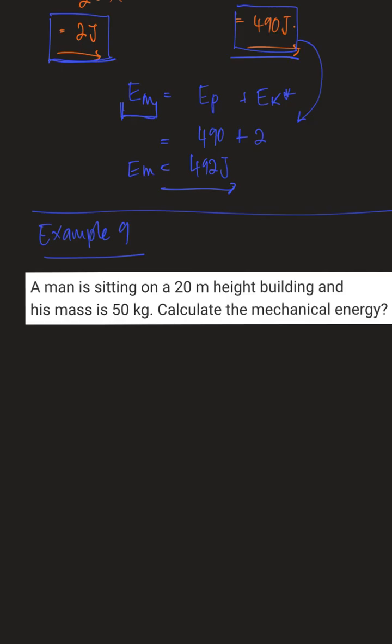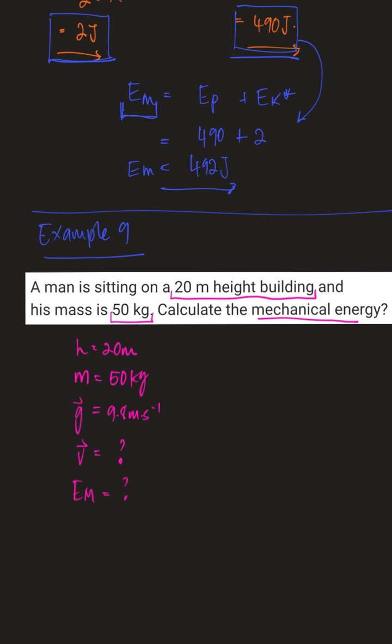All right, if I look at example 9, it says a man is sitting on a 20-meter high building and has a mass of 50 kilograms. Calculate the mechanical energy. So I know that I have a height here of 20 meters and a mass of 50 kilograms. I also know that I need a g value of 9.8 meters per second squared and a velocity value. And they want mechanical energy, so EM, which I also don't know.